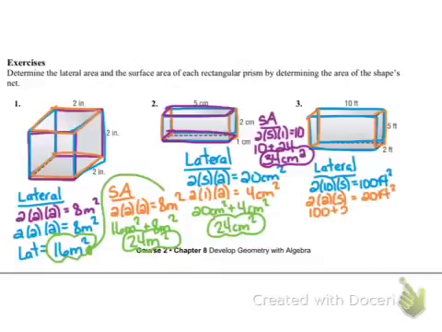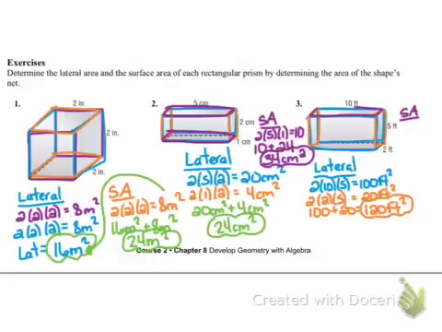So when we add 100 plus 20, we get 120 square feet. And that would be, again, our lateral surface area, okay, because that includes everything except the two bases, the top and the bottom. Okay, so now let's get our total surface area.